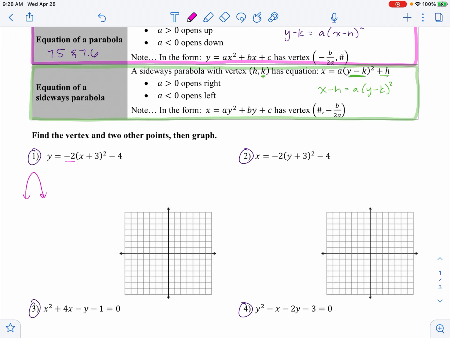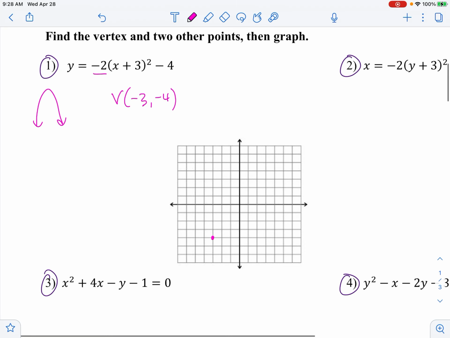I know everything about this parabola. My vertex is at -3, -4. I'm going to go over to -3, -4. I'm going to draw my vertex. And then we also know our stretch. This is that one, because it's opening down, I'm probably going to turn my paper over. I can't do that for you, but this is what I would do.